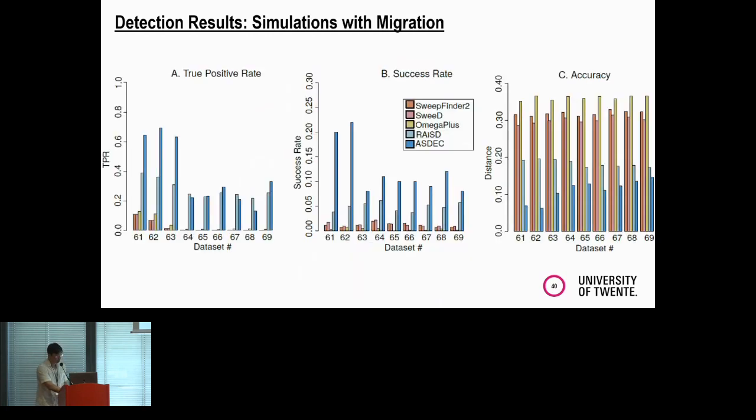And for the simulations with migrations, here we also compare SDAC with other tools in terms of TPR, success rate, and distance. For the simulations with migrations, apparently for almost all the metrics, SDAC has a better performance than other tools.